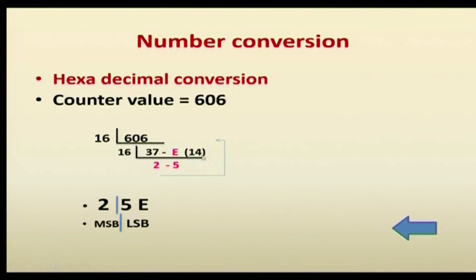We can't write the 14 as it is, we have to convert it to its corresponding hexadecimal equivalent, which is E. Then again we divide by 16, the quotient is 2 and the remainder is 5. We stop the conversion here. We write it from bottom to top: 25E. In 25E, the 5E is considered the LSB, least significant byte, and the 2 is considered the MSB.